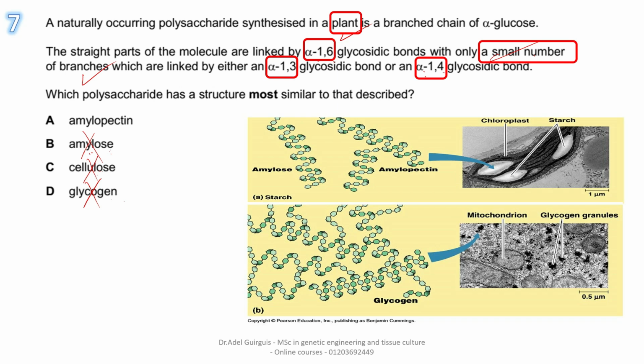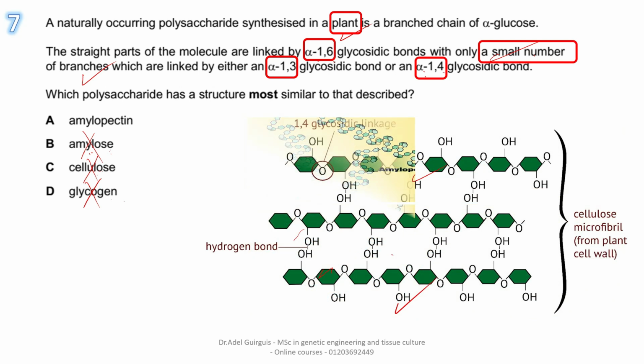It is formed inside animal cells for long-term storage as an energy reserve, inside liver and muscle cells, for example. It is highly branched. If we compare glycogen and amylopectin, glycogen is highly branched, with alpha 1,6 glycosidic bonds and many branches.